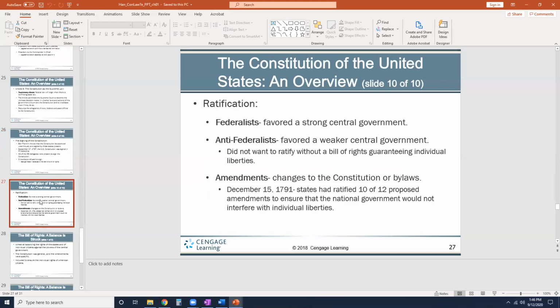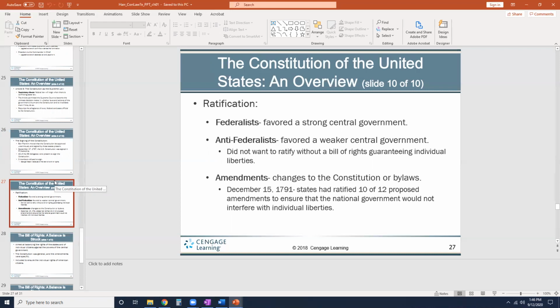The whole argument as to whether the U.S. Constitution should be ratified, meaning passed, centered around 2 groups: those who supported it, which we call the Federalists, and those who were against it, which we call the Anti-Federalists. The Federalists wanted a stronger national government. They were upset with how weak the national government was in the Articles of Confederation. On the other hand, the Anti-Federalists wanted a weaker national government, and they wanted a document that protected the individual rights of Americans. And they wanted these rights in the form of what are known as a Bill of Rights.